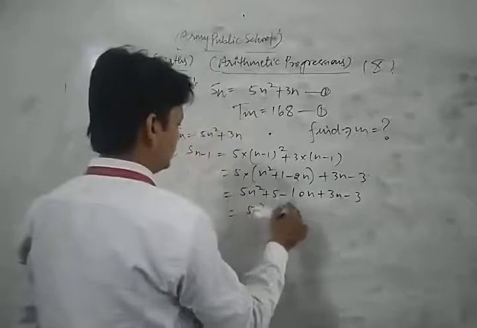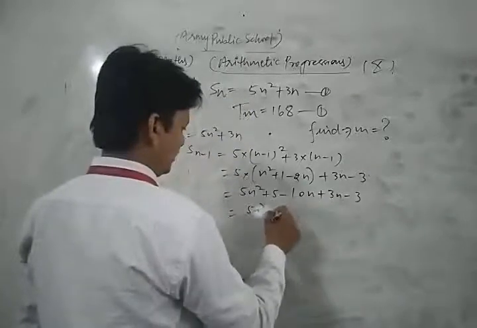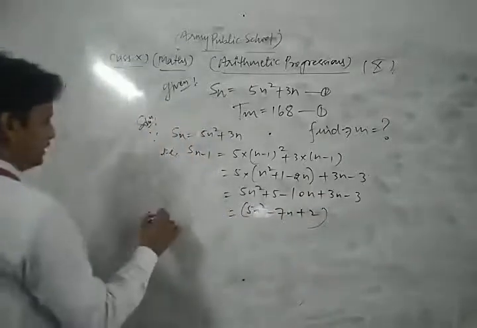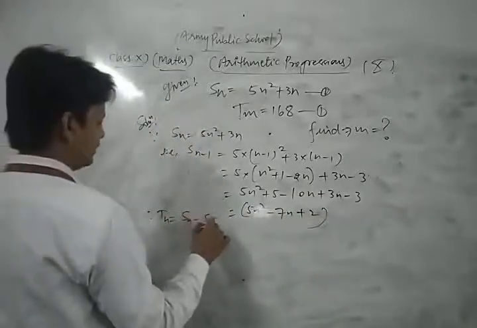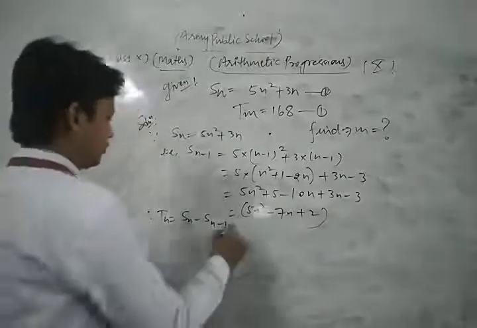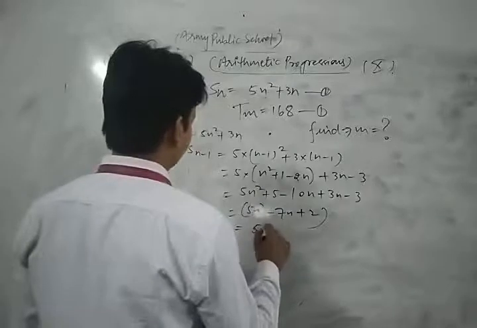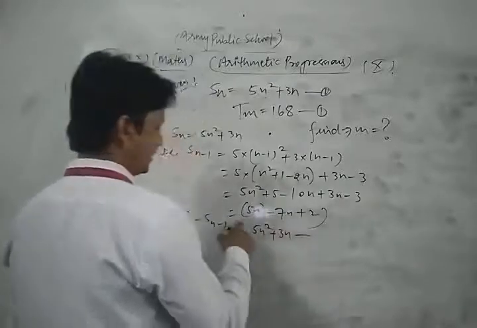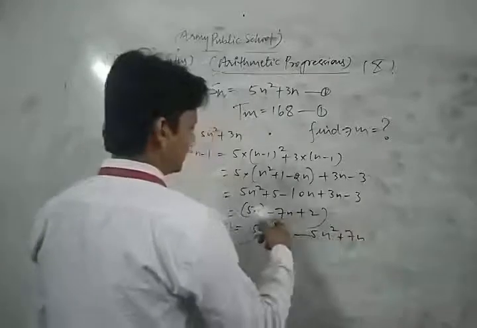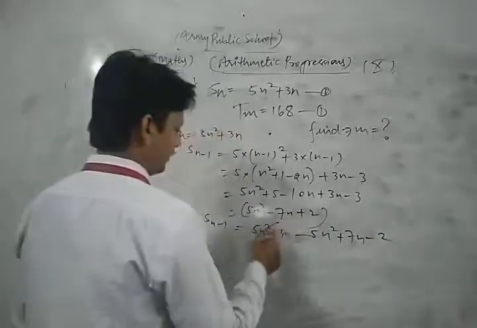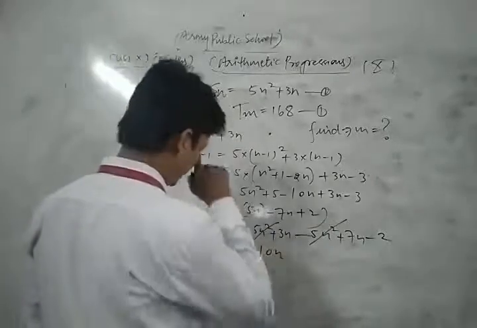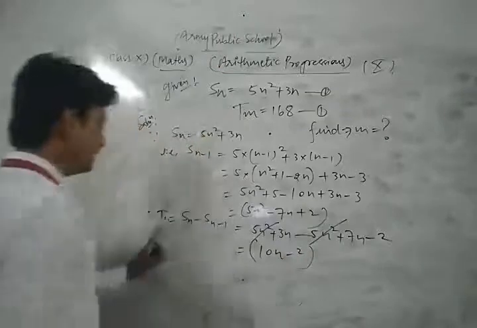So there is 5n square, here this is minus 7n plus 2. So its nth term will be what? Sn minus Sn minus 1. This is the formula to find the nth term of an AP. So from there, Sn, this is 5n square plus 3n, minus Sn minus 1 is this. So 5n square plus 3n, we break the brackets, minus 5n square plus 7n minus 2. Now 5n square and 5n square cancel to each other. So 7 plus 3 is 10n, minus 2. So this is your nth term.